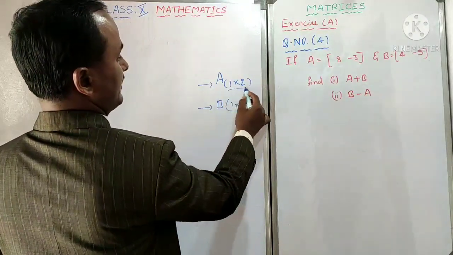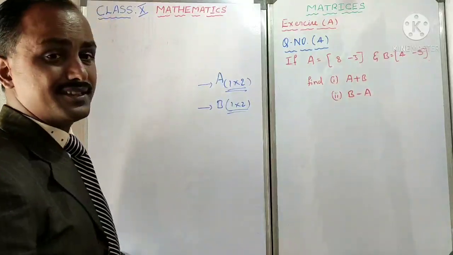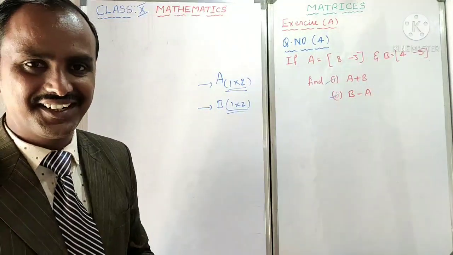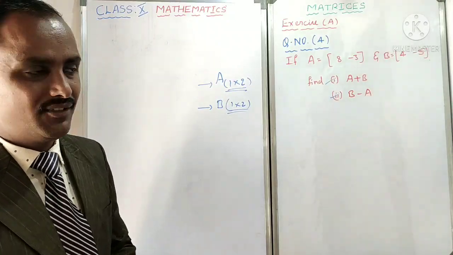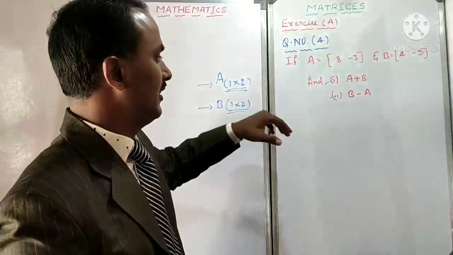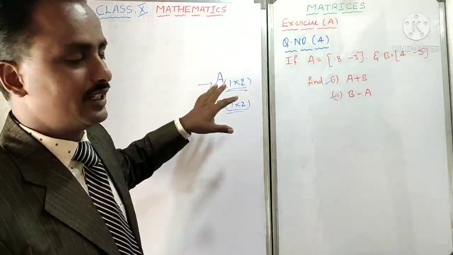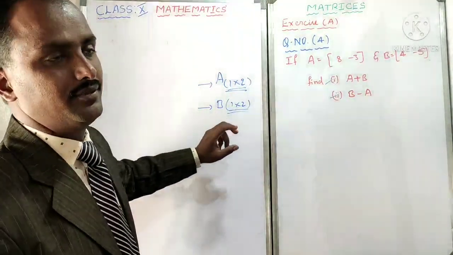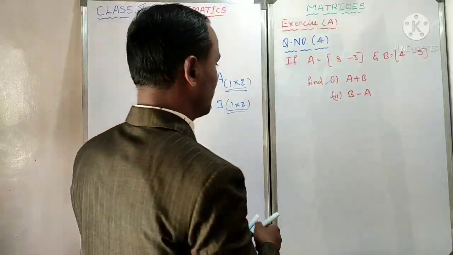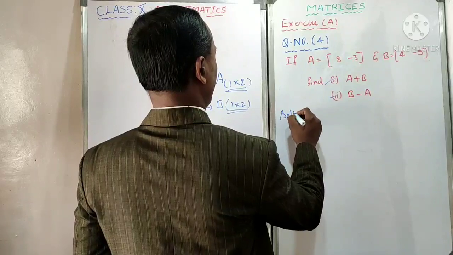Both matrix orders are the same, is it? Is it possible to do addition or subtraction? Is it correct? Basic point, understand? It is possible to do addition or subtraction of two matrices only when the orders of the given matrices are the same. I will do this one. How to do the solution? I will show. Observe here.